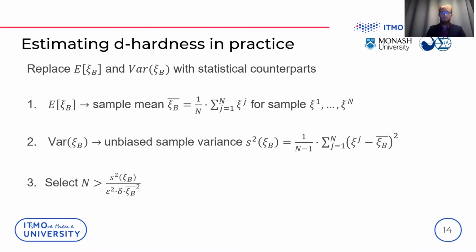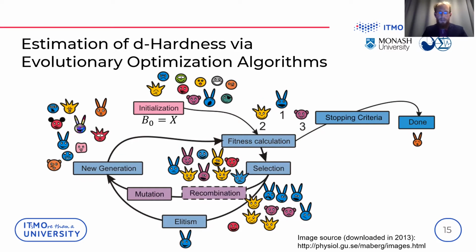Of course, in practical implementation of this algorithm, we need to replace the expectation value and the variance with their statistical counterparts. And we do it by replacing the expectation value with the sample mean and the variance with the unbiased sample variance. Now, we have a means to estimate the hardness of a formula with respect to a SAT solver and an arbitrary set B. But we are interested in finding the set B associated with the minimal value of this hardness.